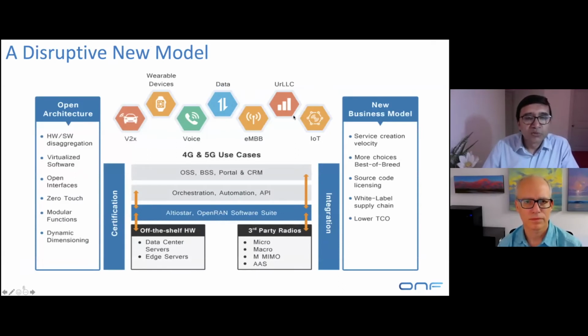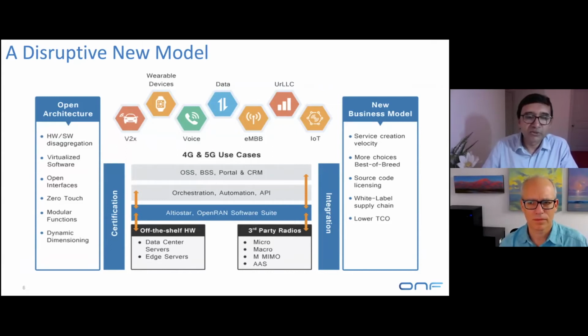In terms of business model, this shows how in open vRAN, the role of, in this case, Altiostar, is that we provide the software, which is indicated in the middle. The off-the-shelf hardware for data centers comes from the operators. Third-party radios, again, operators procure themselves. What we do is play the role of ensuring that we certify this hardware end to end.